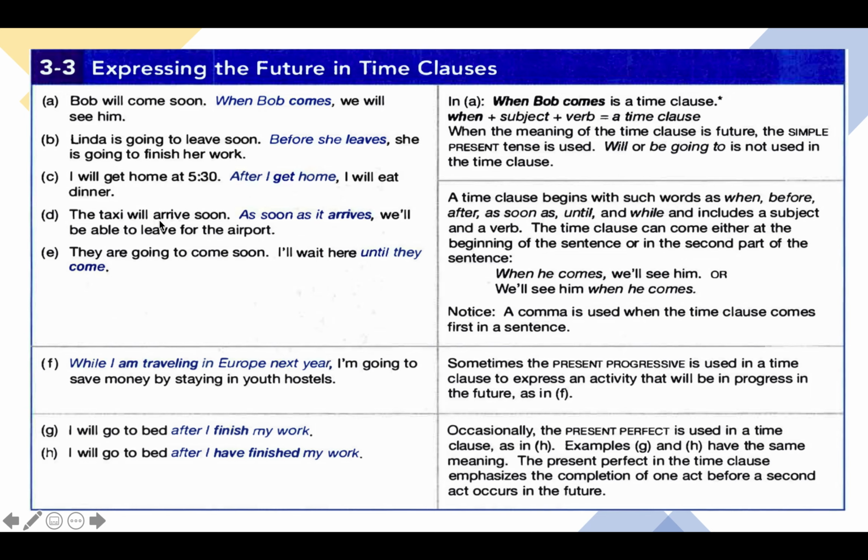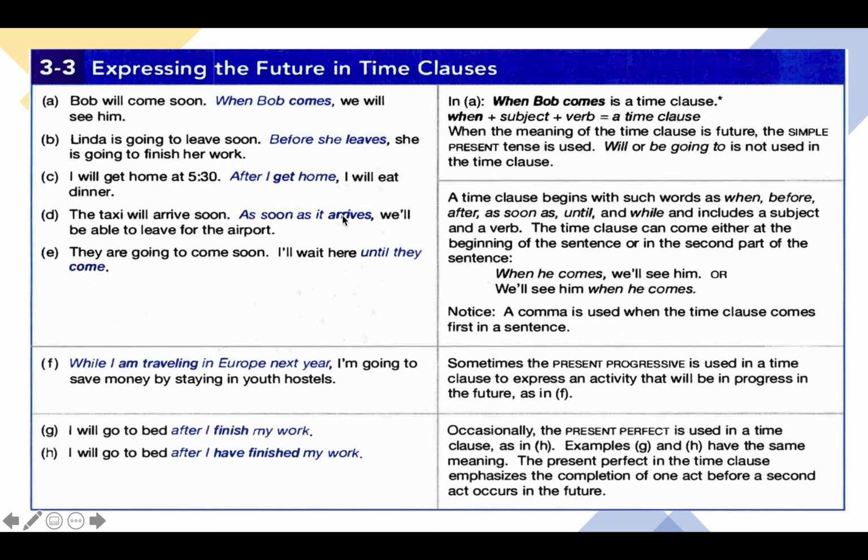Another example, the taxi will arrive soon. That is to say, the action is going to happen in the future, okay? But when we want to express this in a time clause, we can't use the future simple, as we have said in the rule. We can use only present. We can't use the future simple. We can use only the present simple.